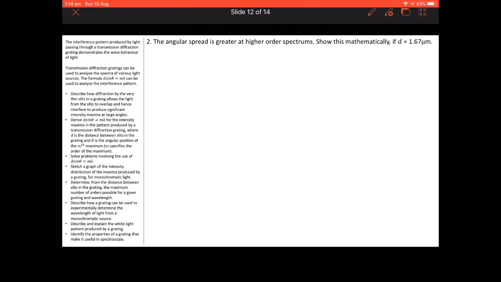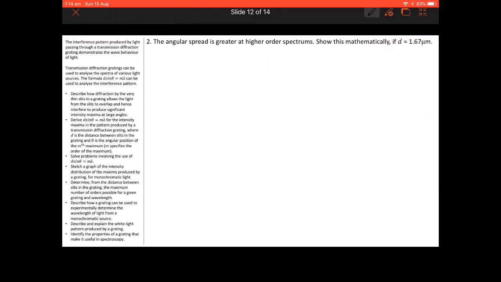The next thing that we need to show is that the angular spread is greater at higher order spectrum, so when m is bigger than 1, so 2, the second spectrum is going to have a larger spread than the first spectrum. The third spectrum will have a bigger spread than the second spectrum. So we'll show this, that the higher order spectrums have larger spreads. We'll show this mathematically.